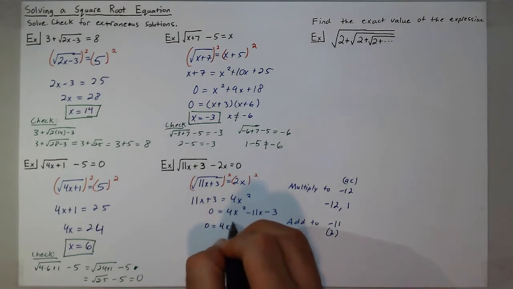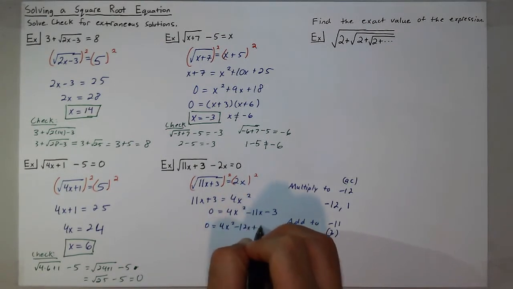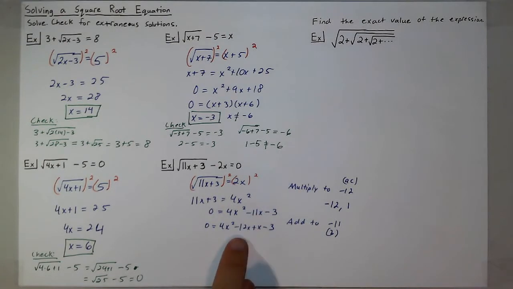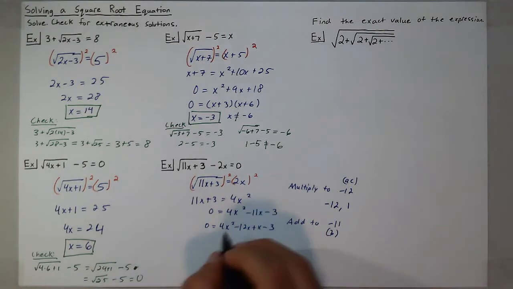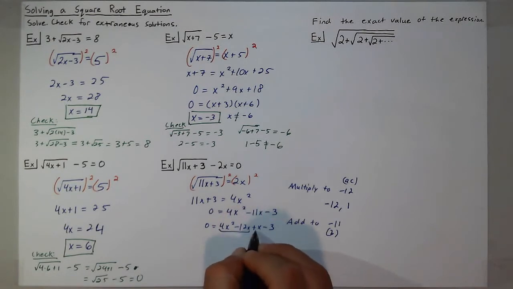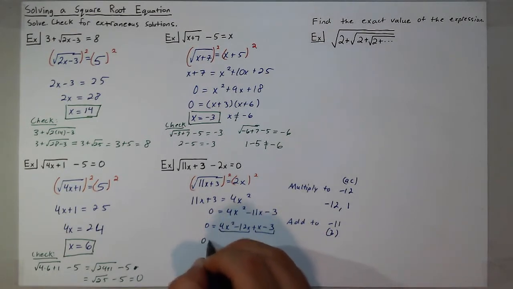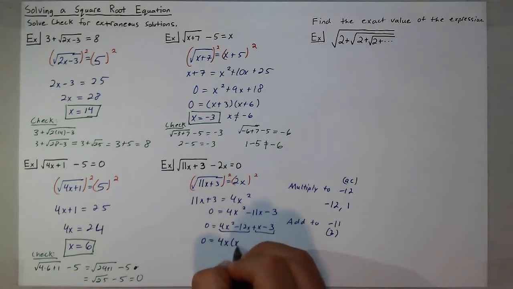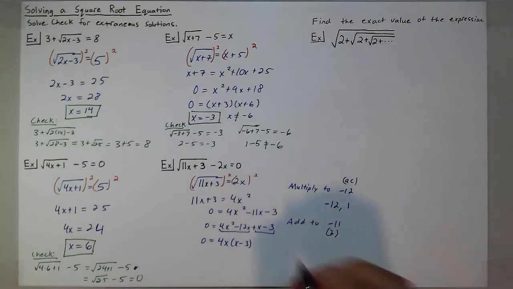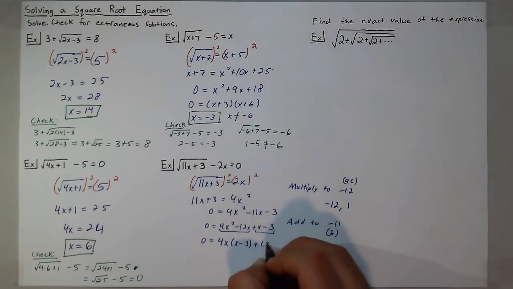So I have 4x squared minus 12x plus x minus 3. I just split that middle of negative 11x into two terms. And then I'll group them 2 and 2. First group has a 4x in common, and I'm left with x minus 3. Second group doesn't have anything in common, so just plus x minus 3.